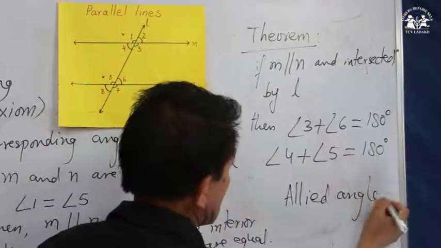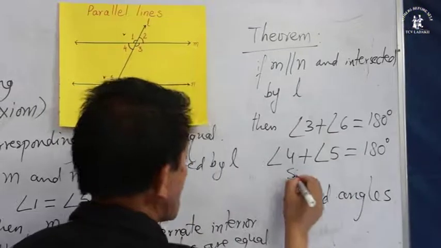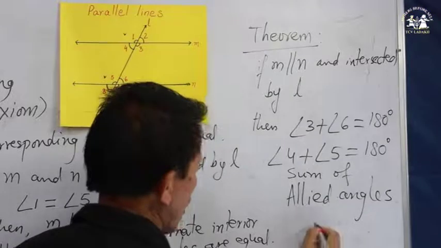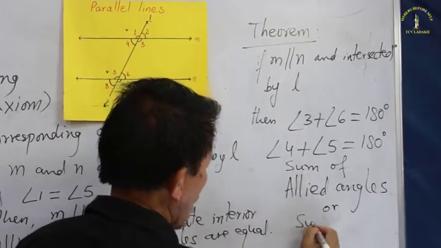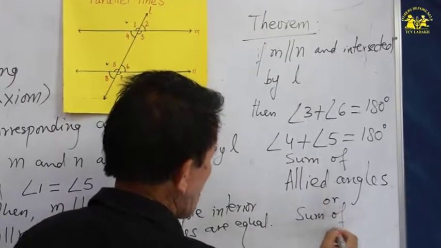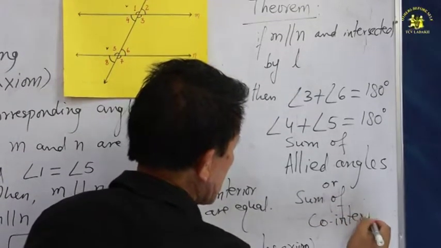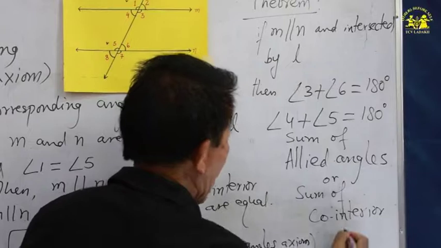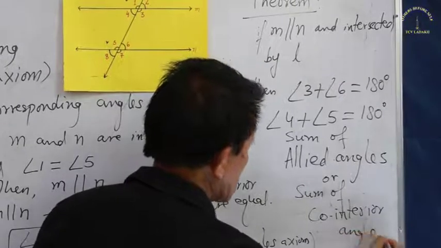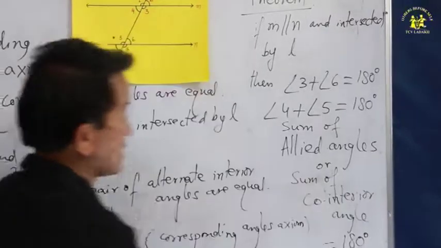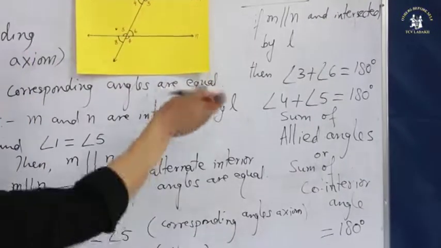Allied angles. Sum of allied angles, or sum of co-interior angles, is equal to 180 degrees. So we state it in two different ways.